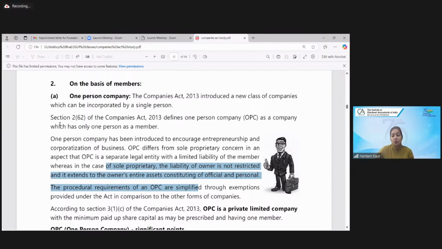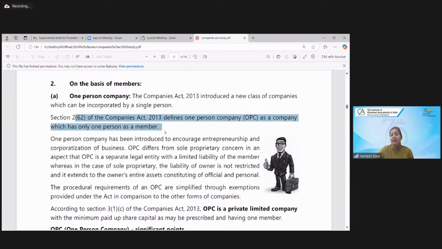Section 2, clause 62 defines OPC as a company which has only one person as a member. This is the only company where a single person can be a member. There is no requirement of minimum 2 or minimum 7. Only a single person is required to open a company, so you don't have to ask anybody else to become your partners. For LLP also you needed partners.